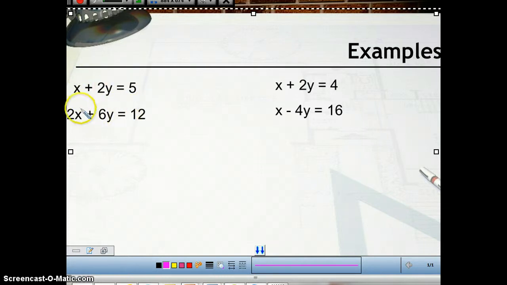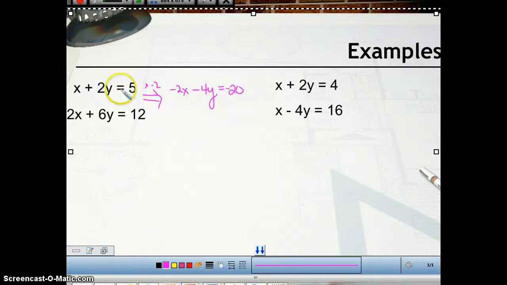I could eliminate the x's, but if I added the two equations together, nothing would cancel. So I'm going to take the top equation times something that will make the x's cancel. And that something would be a -2, because if I had a -2 right here, then my x's would cancel. So I draw an arrow, and I'm going to put times -2. So the top equation becomes -2x minus 4y equals -20.